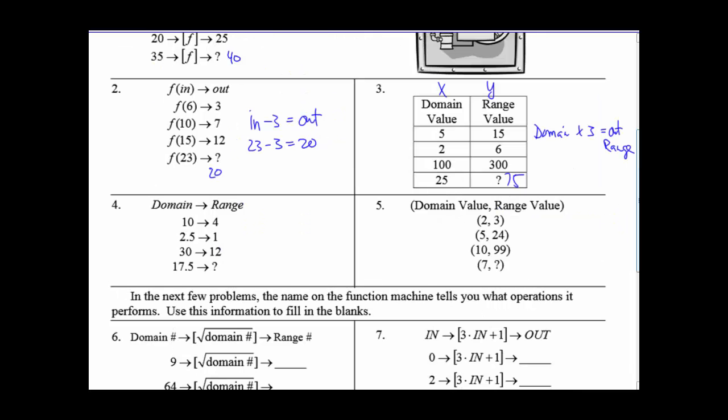Okay, go ahead, hit pause. Try 4 and 5. We'll see you back here in a couple minutes. Go.